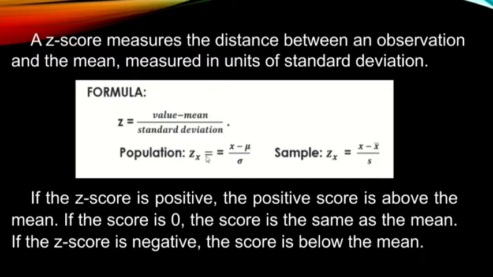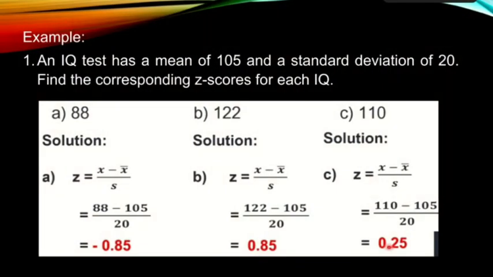Nasa baba po ay makikita natin yung symbols, kung ano yung symbols ng value, mean, and standard deviation. Here naman po is the interpretation ng answers. If the z-score is positive, the score is above the mean. If the z-score is 0, the score is the same as the mean. And if the z-score naman po is negative, the score is below the mean. Here are some examples of how to solve the z-scores.